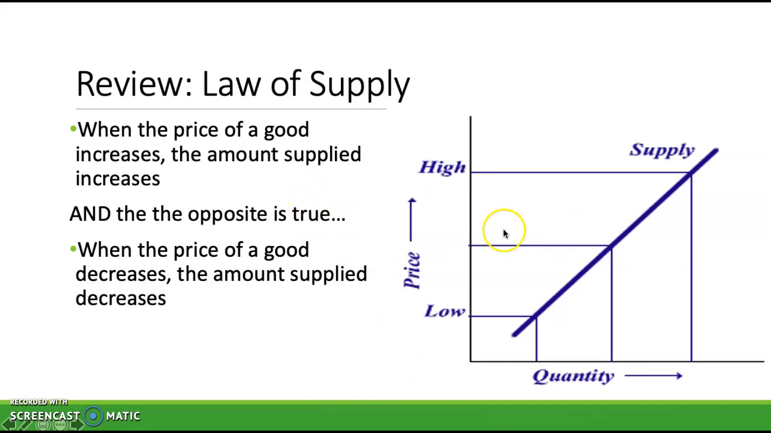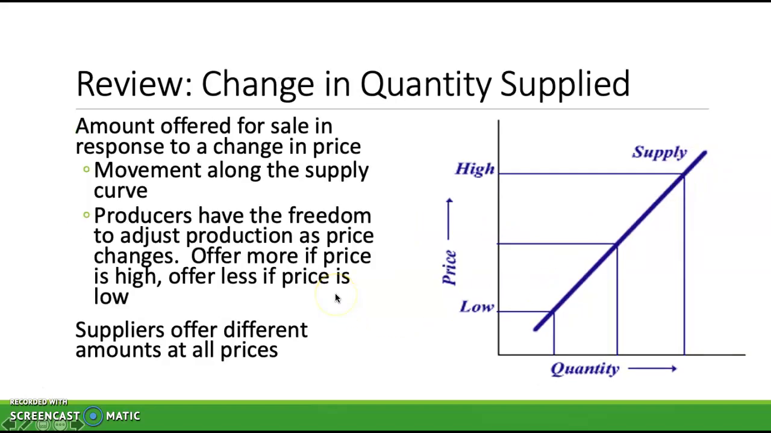So that's essentially showing us the law of supply on the supply curve. Whenever we are talking about a change in the quantity supplied, again, that is movement along the supply curve itself, as you can see demonstrated in this graph to the right. Producers have the freedom to adjust their production as the prices change. They will tend to offer more if prices are high so they can make a bigger profit, and they will also do the opposite. They will tend to offer less if the prices are low. So suppliers offer different amounts at all prices.